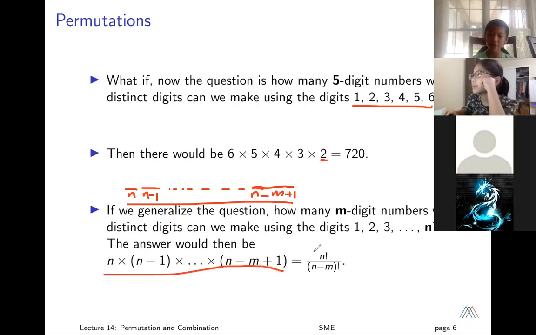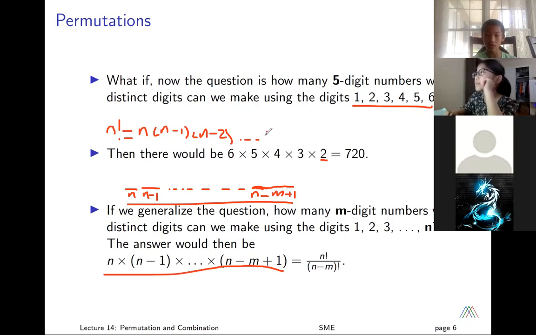Now this is actually the same thing as n factorial over n minus m factorial. So just to revisit again, factorial: n factorial is the same thing as n times n minus 1 times n minus 2, and so on until you get to times 2 times 1, and then that's n factorial.